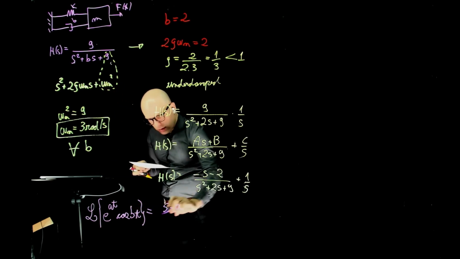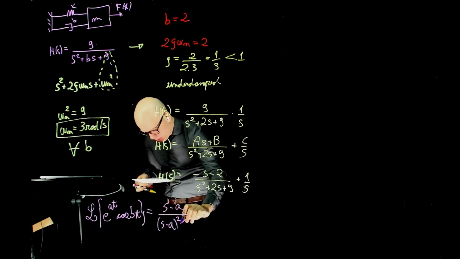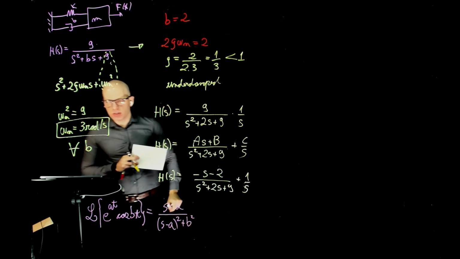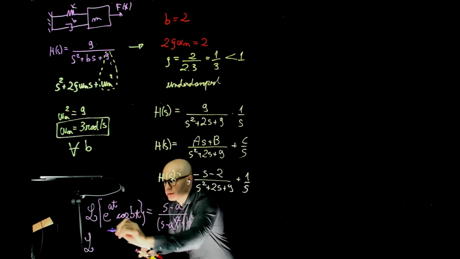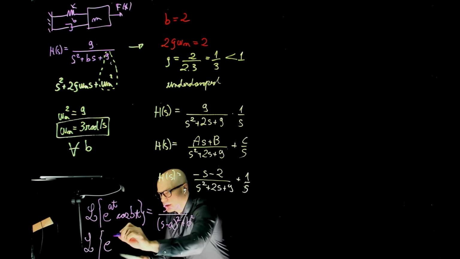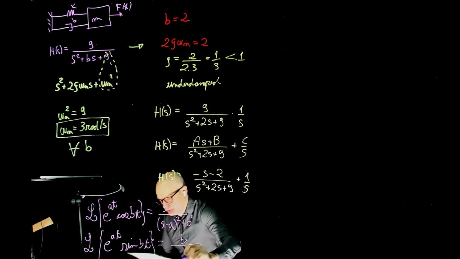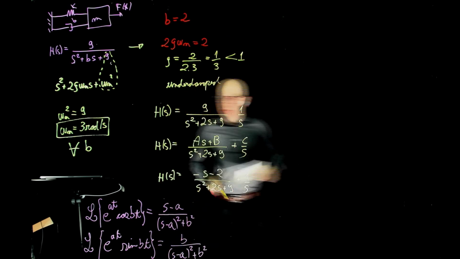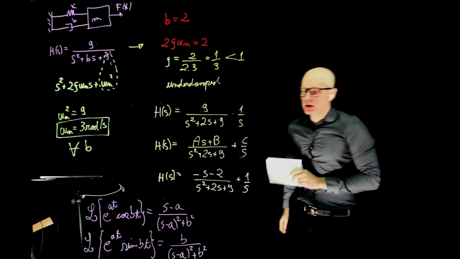s minus a divided by (s minus a) squared plus b squared. That's one of them. And then the other one is that the exponential of at sine of bt is b over (s minus a) squared plus b squared. I don't expect you to know this. I hardly need to look at the table to do that.